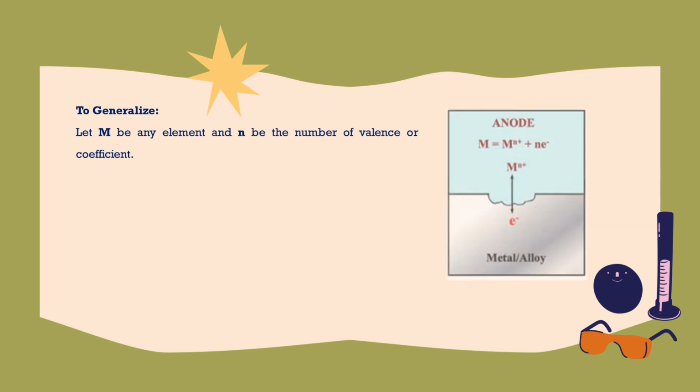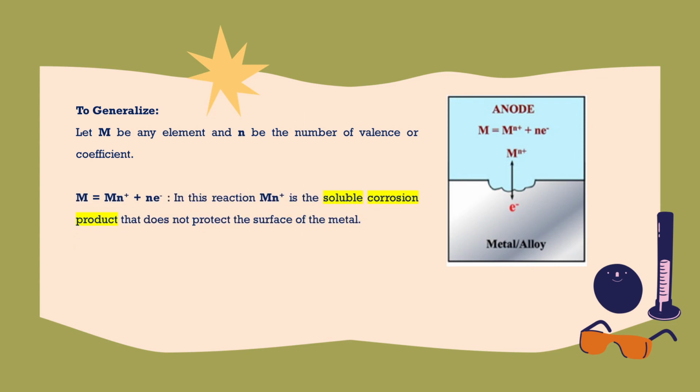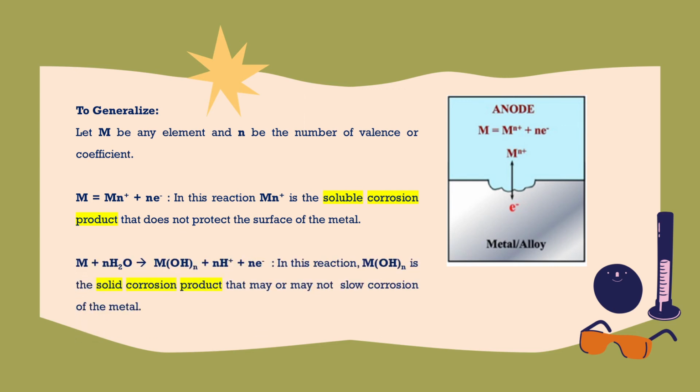To identify the corrosion products, we will make a general representation of elements. To generalize, we let M be any element, and n be the number of valence electrons or coefficient. In this particular form of equation, M equals Mn+ plus ne-, we can automatically identify that the soluble corrosion product is Mn+. Now in this form of equation, which is the combination of the elements equation, we can obtain that the solid corrosion product is MOn.